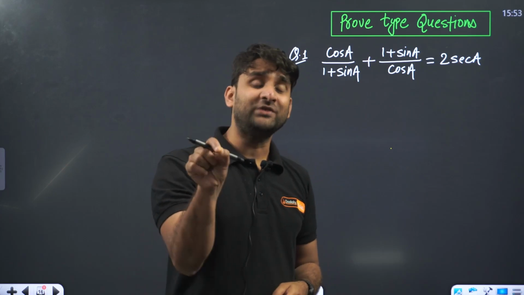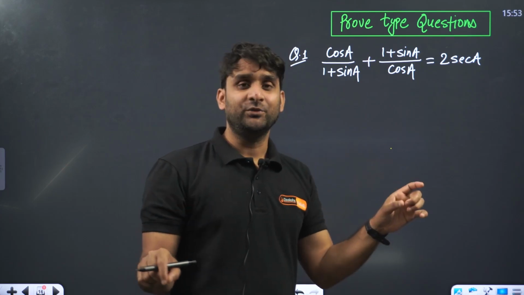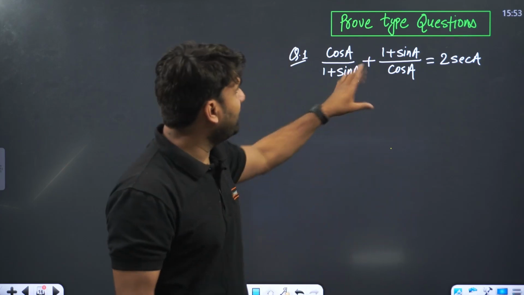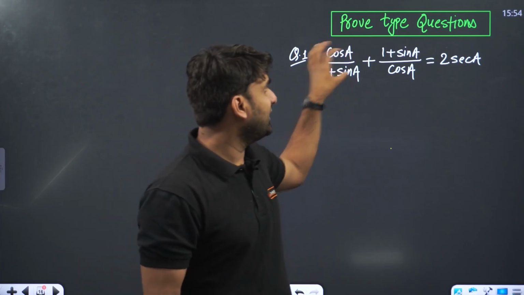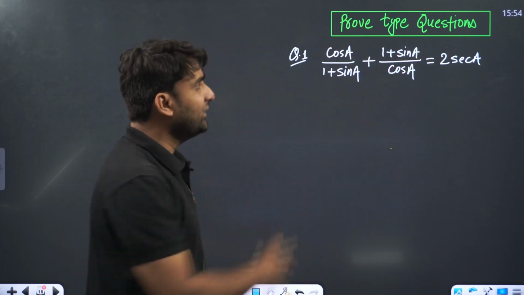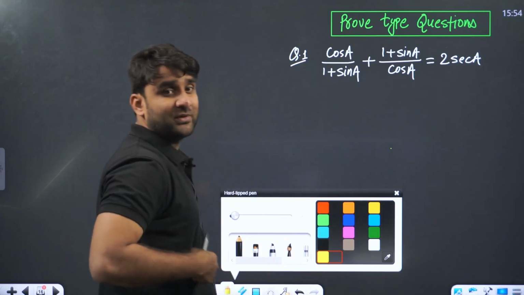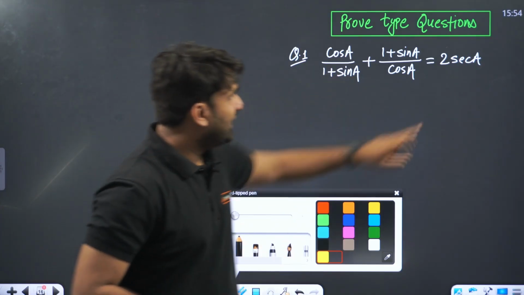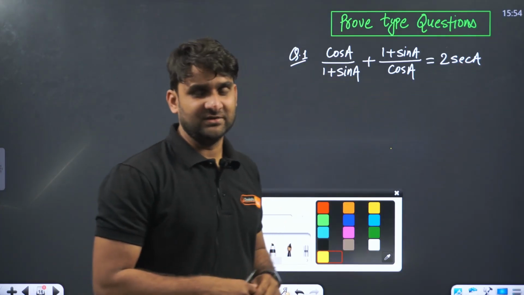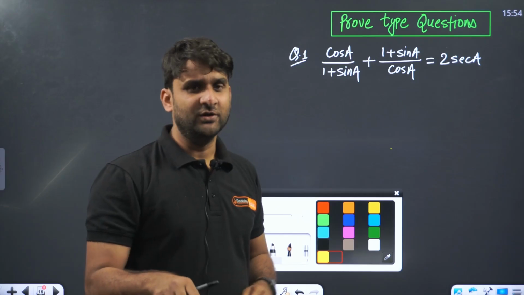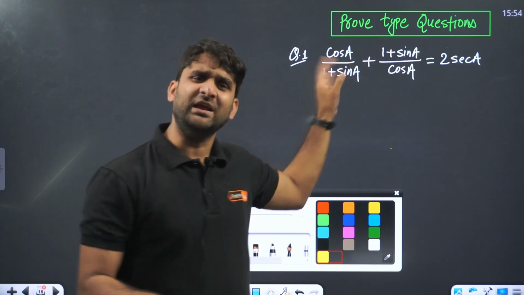So you have to select which side you need to operate with. I am operating on LHS and will be converting LHS into the 2 sec A form. Okay, so my dear champion, this is cos A and this is 1 plus sin A, and the RHS is sec A. Sec A is the reciprocal of cos A. So we don't need to convert anything, just take LCM directly.